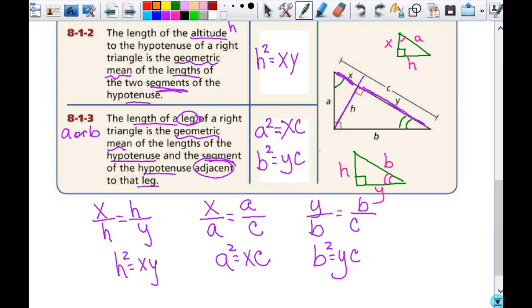Okay? So just think about the only things that can be squared are these three things. And then it's just about what pieces of the hypotenuse it touches. The altitude touches both pieces, so they get multiplied together. This leg only touches one of them. This leg only touches this one every single time.